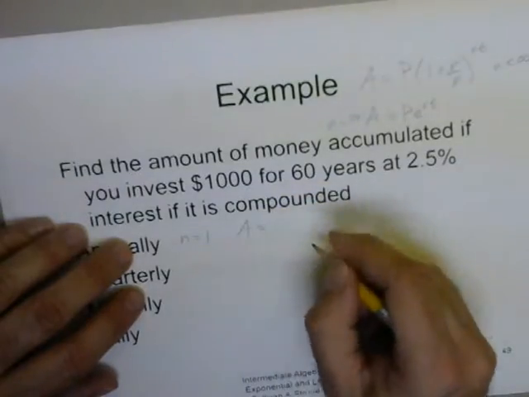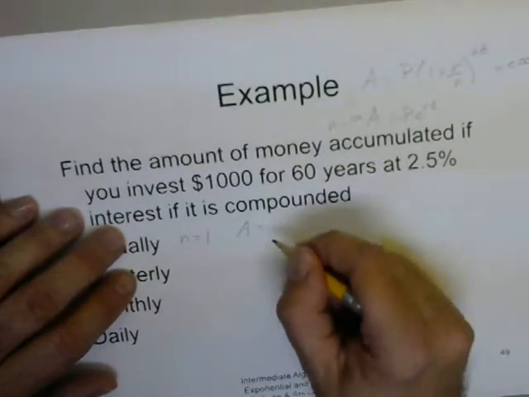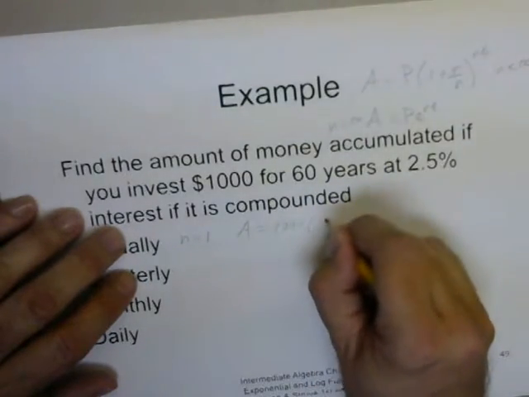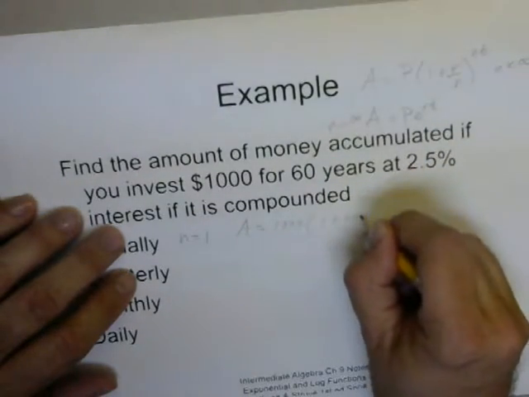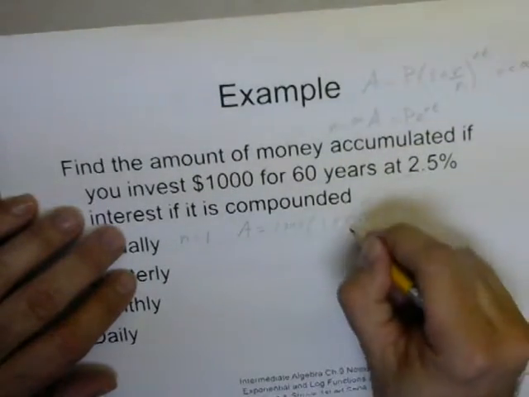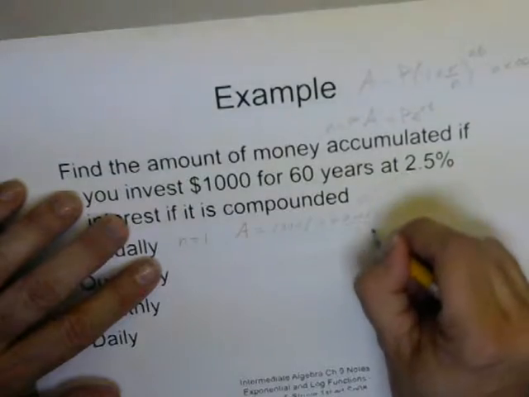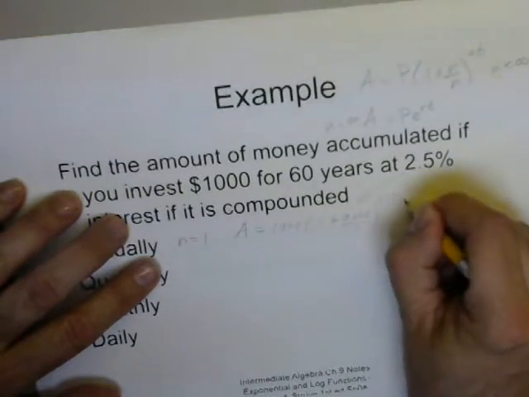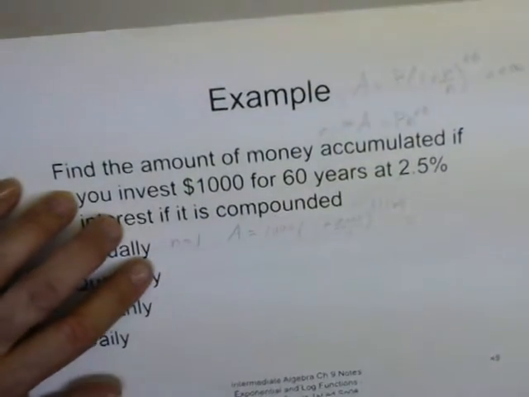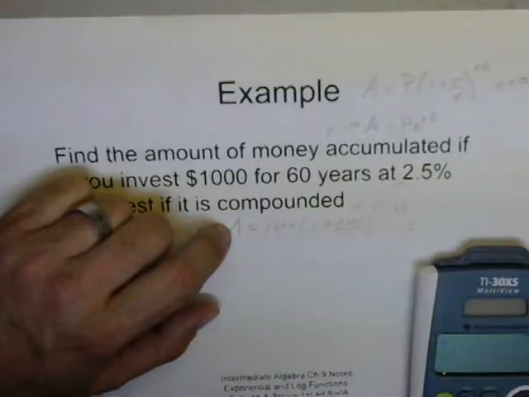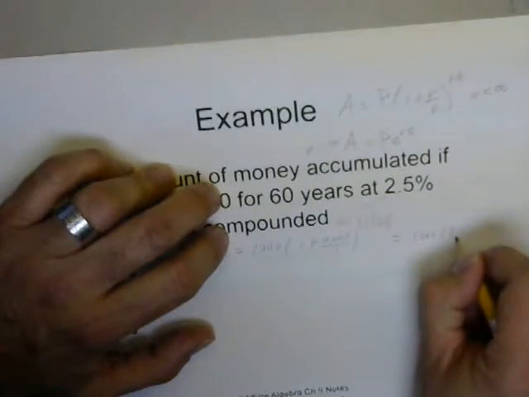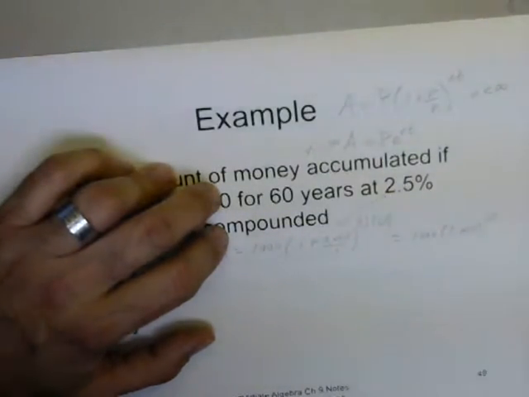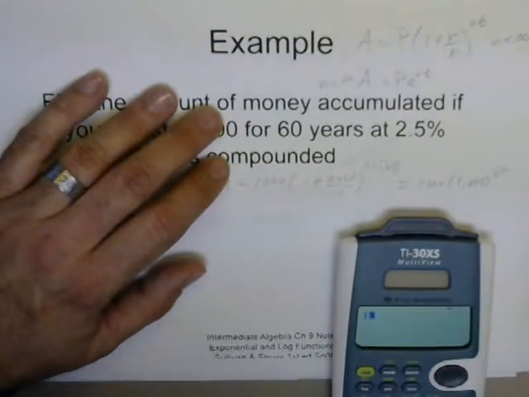So the amount that you would have after 60 years, if you only calculated the interest once per year, would be the initial amount of $1,000 times 1 plus, writing this as a decimal, 0.025 over n, which is just 1, to the 1 times t, which is 60. So how much will your money grow to after 60 years if you put in $1,000 and it compounds once per year? If you work that out, that would be 1,000 times 1.025 to the 60th power. Again, you can see we're using exponents again. So take 1.025 and raise that to the 60th power.